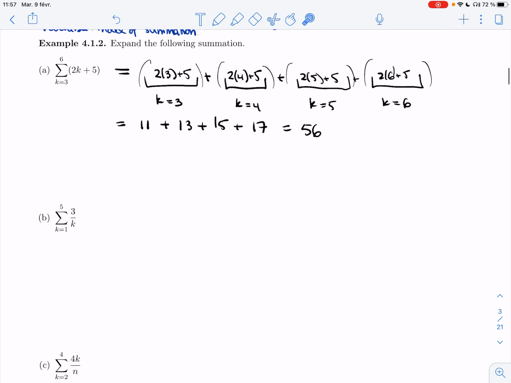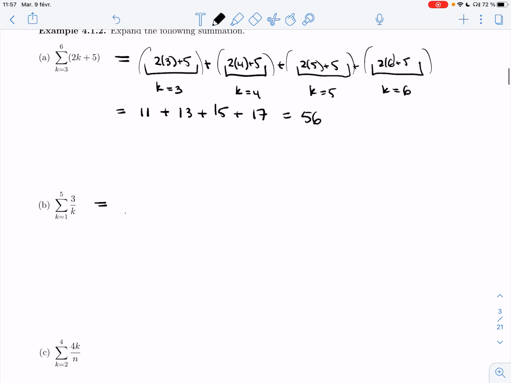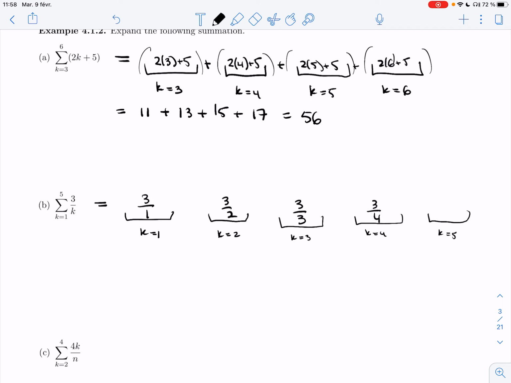All right. Let's try a second one. So I'm starting at 1 and I'm going to 5. So k equals 2, k equals 3, k equals 4, and k equals 5. I'll get 3 on 1, 3 on 2, 3 on 3, 3 on 4, 3 on 5. All right, and that's it. k from 1 to 5, I have 3 on k.